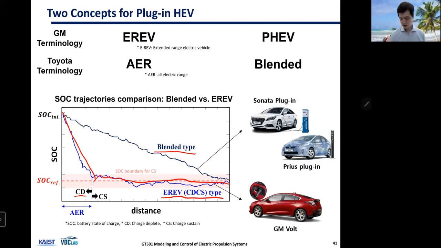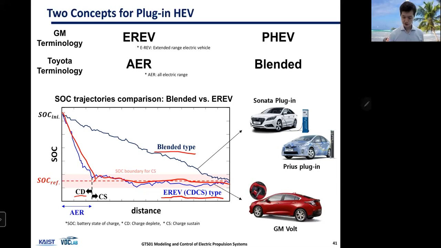And many of the parallel configuration-based parallel architectures are usually blended type, because you already have a transmission, and then you also would need a large motor and battery. So you usually keep it small for parallel configuration.